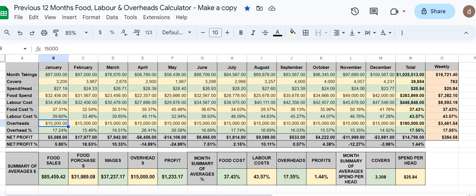The overheads, this was a bit hard to track, to be honest. I don't really do much with overheads at the moment. But I actually just said to him, can you estimate what it was worth to run your kitchen and all that per month?